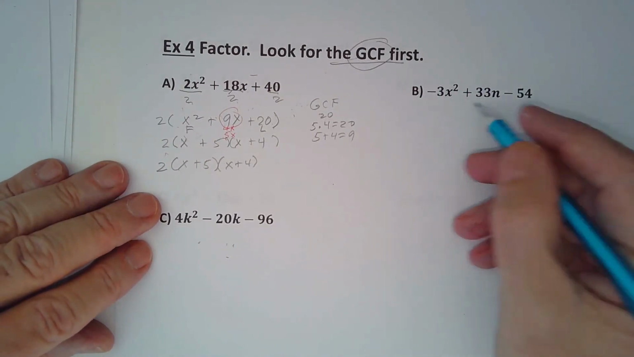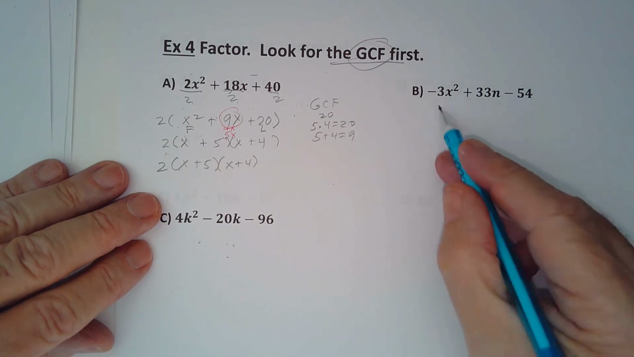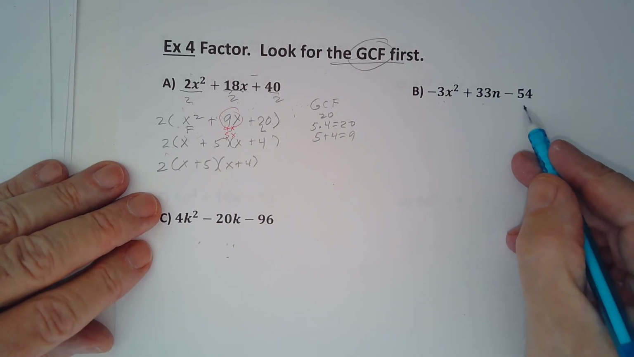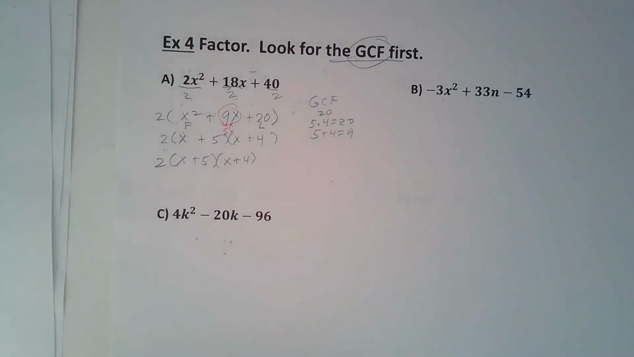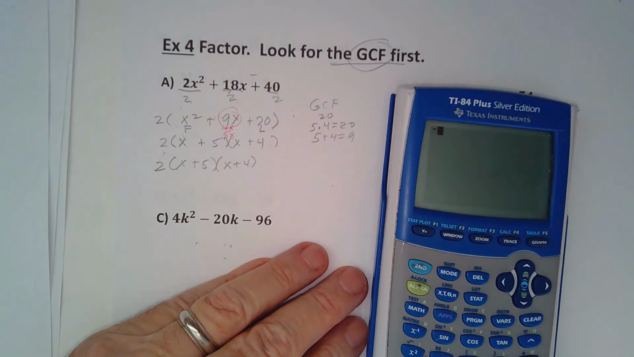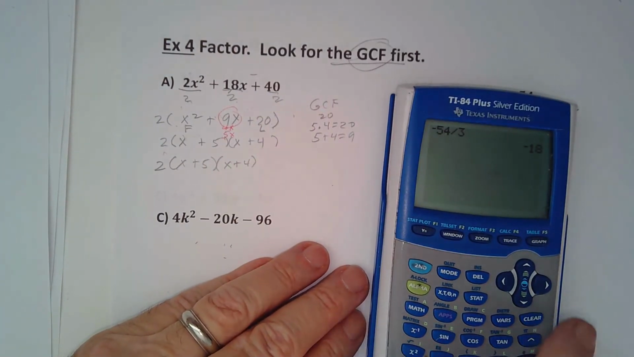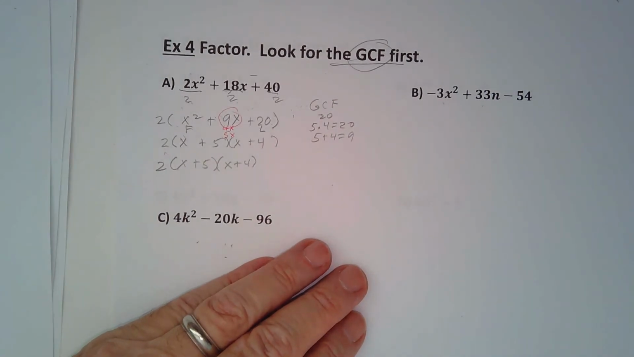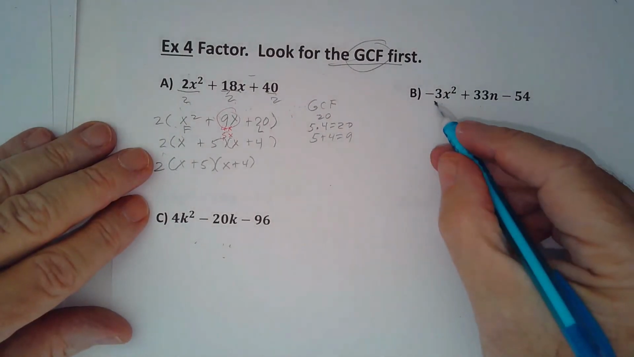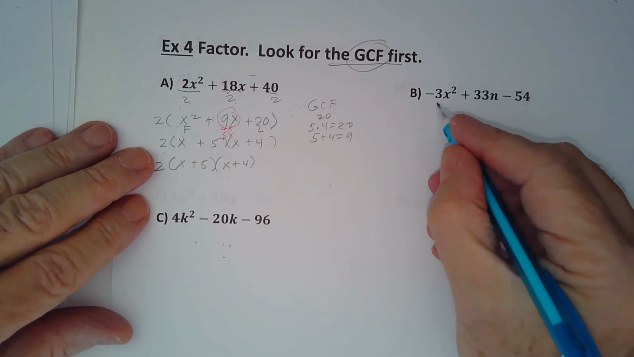Same thing. Let's look for greatest common factors. Aha, we got the -3 here, we got 33 here. And let's see, I think 54 can be divided by 3. Let me check my calculator. So let's clear this. Well, let's use -54 divided by 3. Yeah, -18. So we can easily divide and since I've got a -3 here, I'm going to divide -3 out of all 3 of these.